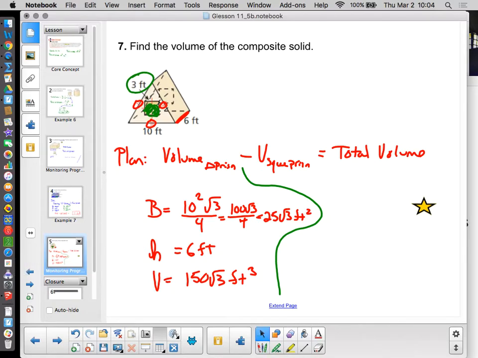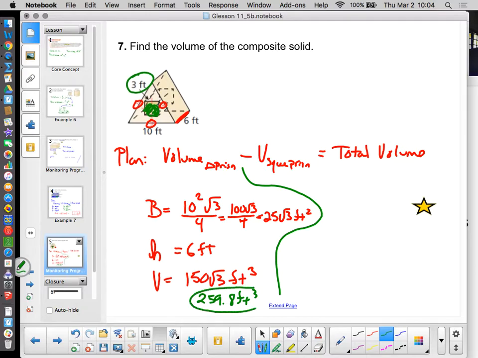For the sake of our final answer, I'm going to go ahead and decimally approximate 150 times the square root of 3, even though we could be precise. Let's take that as 259.8. So even though we could be precise, for the sake of this problem, we won't be. We'll approximate. And you give me the total volume.